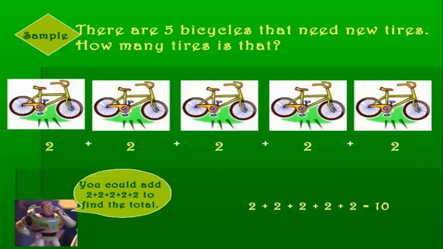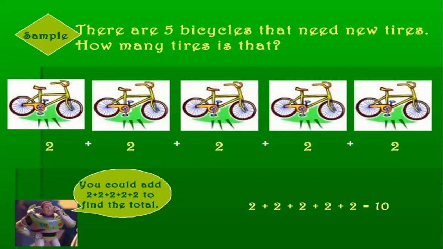Now there is an example. Now see, there is a problem. First of all, we have to read the problem carefully and then we can identify the keyword from it. There are 5 bicycles that need new tires. How many bicycles are there? There are a total of 5 bicycles and they need tires, and we all know that each bicycle needs 2 tires. So the question is, how many tires is that?